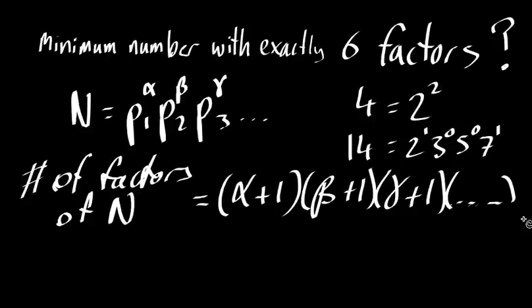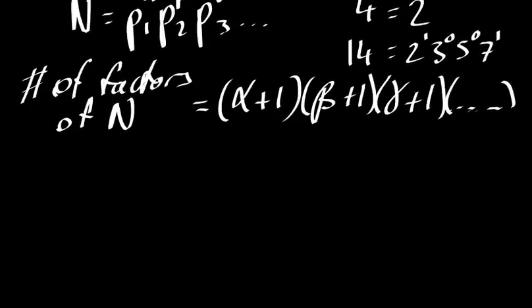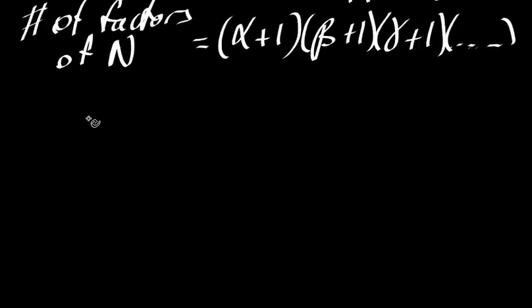So in our particular problem, we're looking for the minimum number with exactly 6 factors. We want to find out, using this relationship, how many different ways can we get the number 6? That's just a fancy way of saying, what are the factors of 6? If we've got the number 6, we can write it as 2 times 3, or we can also write it as 1 times 6. Exactly the same thing.